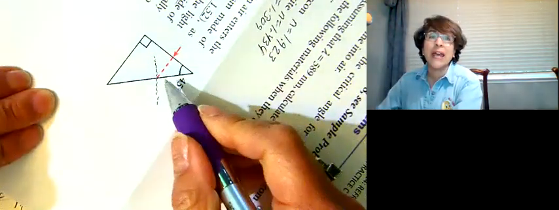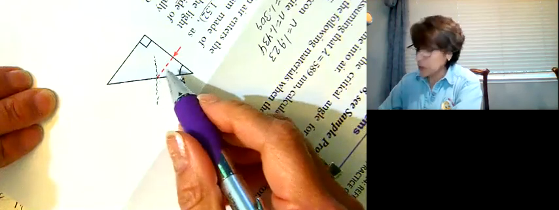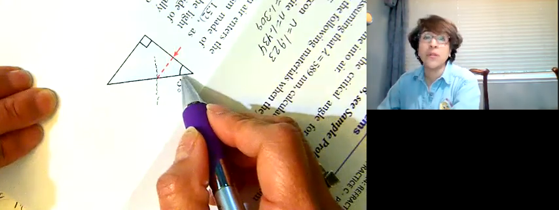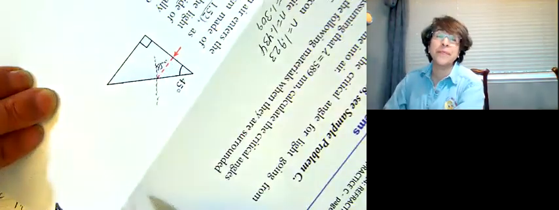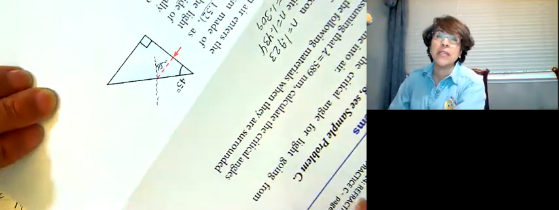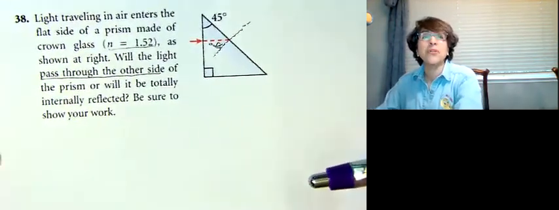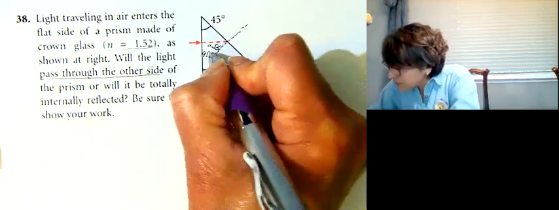So what is the angle as it comes here before it hits the air? Well, I know that this is perfectly 90. I know that this is 45, so this one's got to be 45, so this one's got to be 45. So right here is 45 degrees. Okay, so let's find out what the critical angle is. We know that's 45 degrees there. That's upside down. So this one here is 45 degrees.